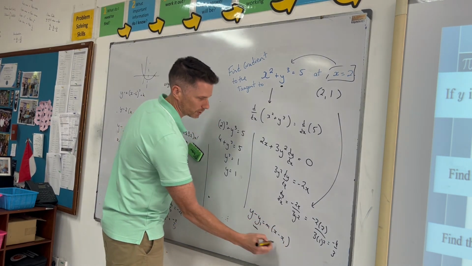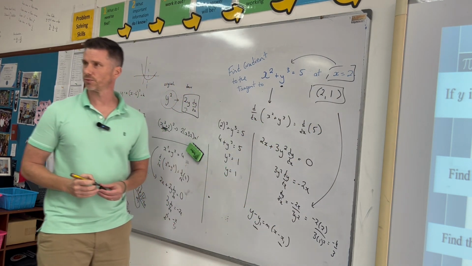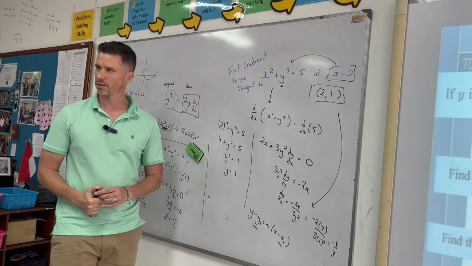So you get a point. We have a point here. And now we have the gradient here, which is minus 4 over 3. Okay? So you just sub into that, and that gives you the line. You've seen this formula before?